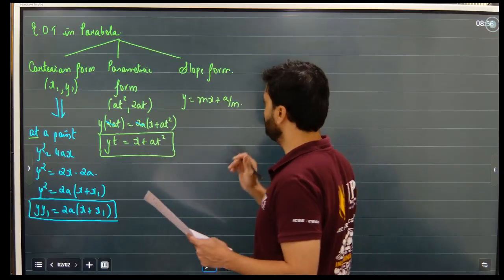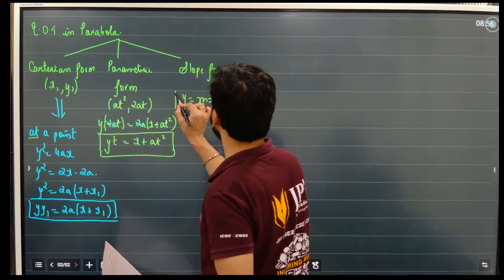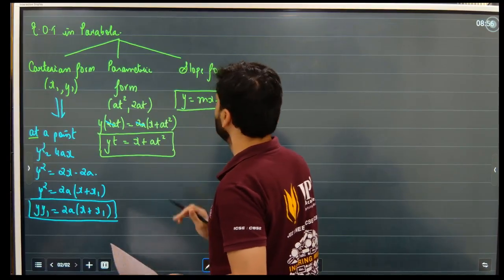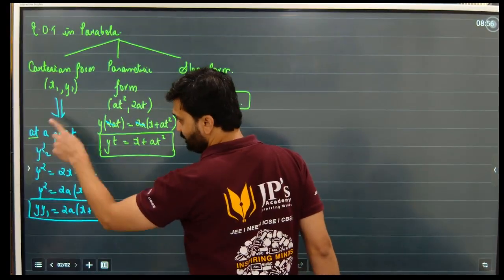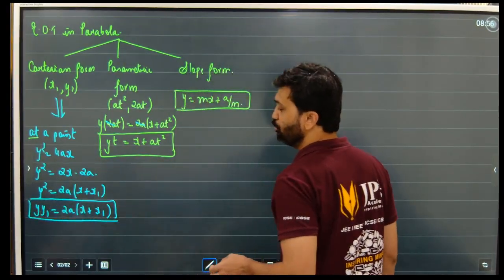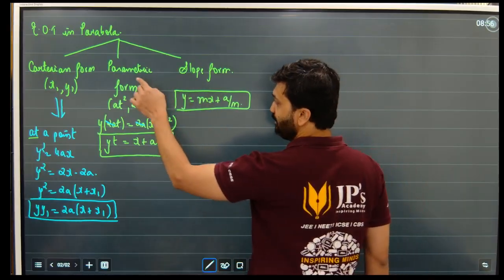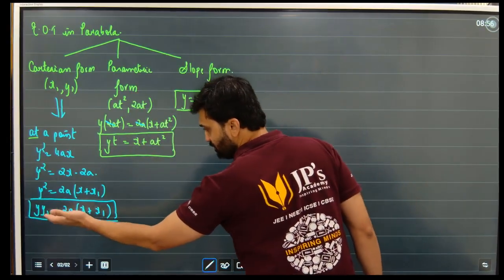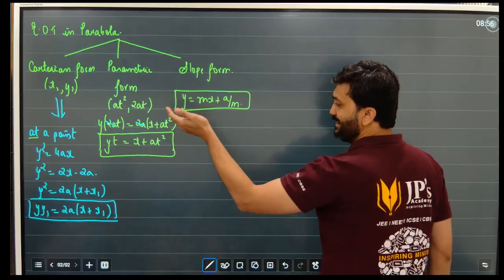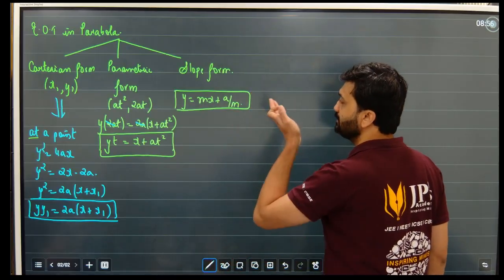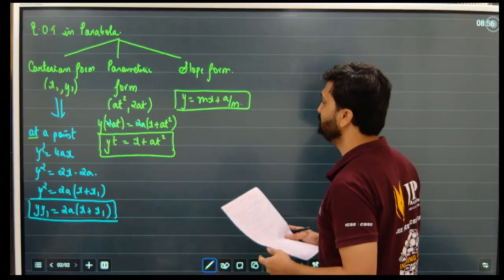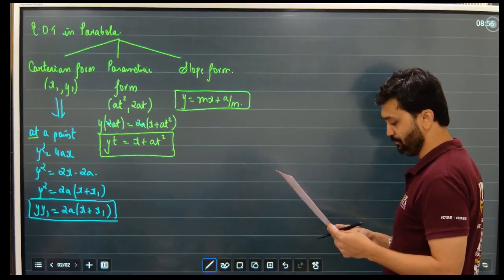This is the equation of tangent in parametric form, and this is the formula for slope form. So whenever we write the Cartesian form at a point, it is y y1 is equal to 2a into (x plus x1). For the parametric form, all I have done is in place of x1 I have substituted at^2, in place of y1 I have substituted 2at, so yt is equal to x plus at^2, and the slope form is y is equal to mx plus a by m.